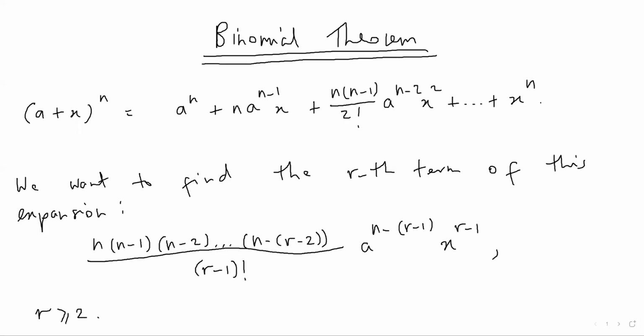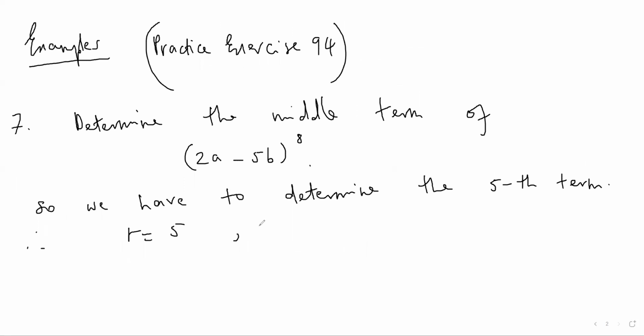So now let's go back here. If r is equal to 5, what is r minus 2? Because we need to know when we stop over here. We're going to start at n, which in this case is 8, so we're going to go 8 times 7 times 6 and so forth. We need to know when we're going to stop. If r is 5, then r minus 2 is 5 minus 2, which is equal to 3. So then we stop when we have 3.